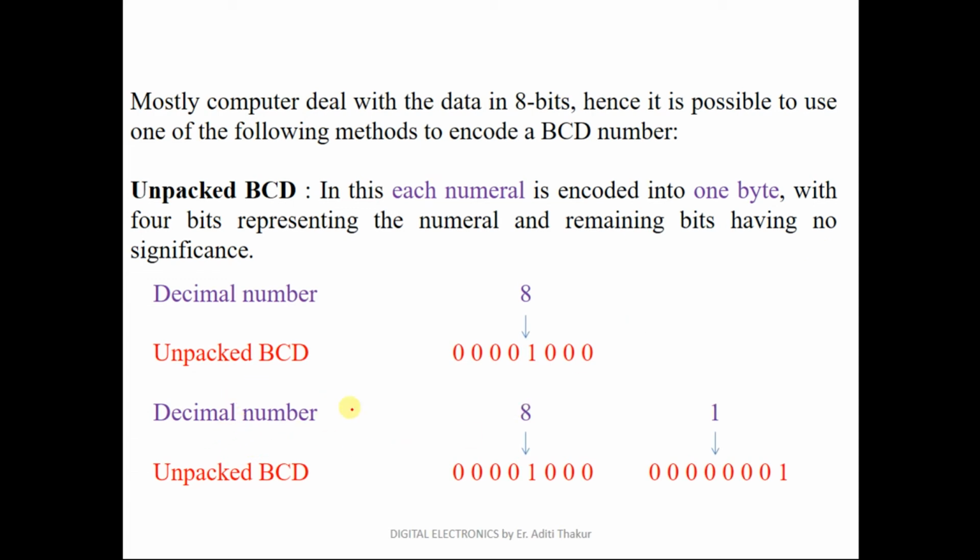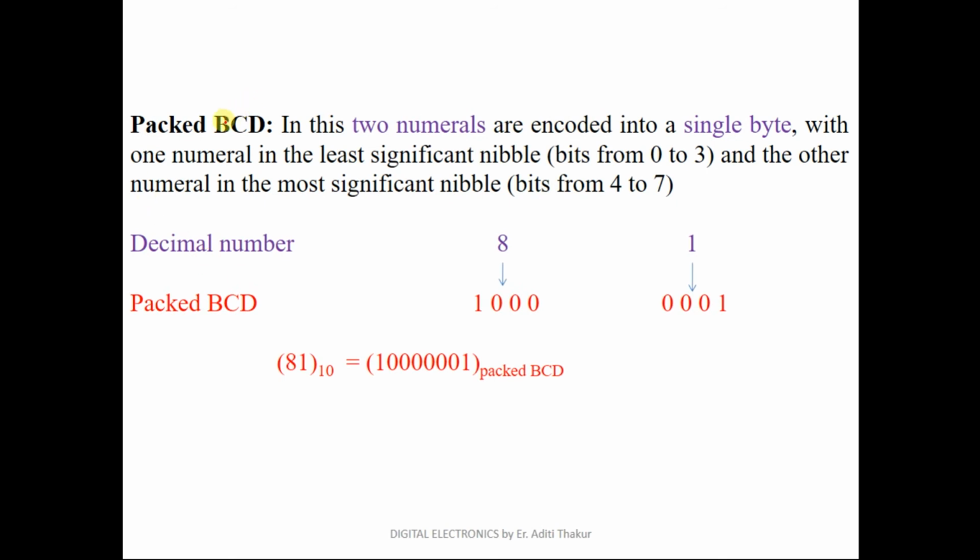Similarly, if we have a 2-digit decimal number, 81, then 81 in unpacked BCD can be represented like this. 8 can be represented in 4-bit as 1000, and the upper nibble will have just 4 zeros. For 1 it is 0001, and for the upper nibble it is 0000.